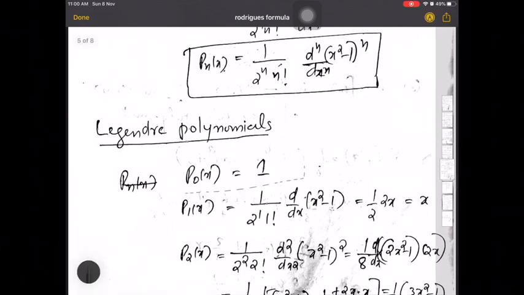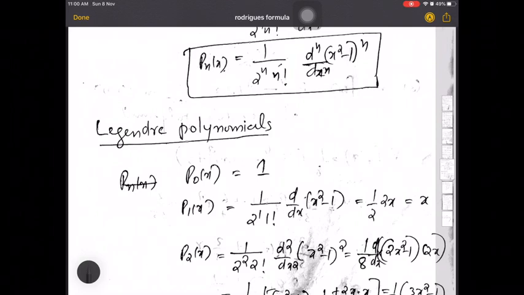Okay, now using this we can determine the value of P0 of x. P0 of x means you need not take the derivative. You will have n is 0 here, so you will be getting 1. So P0 of x is 1. P1 of x, we have to differentiate this one time. So d by dx, you will be getting x.